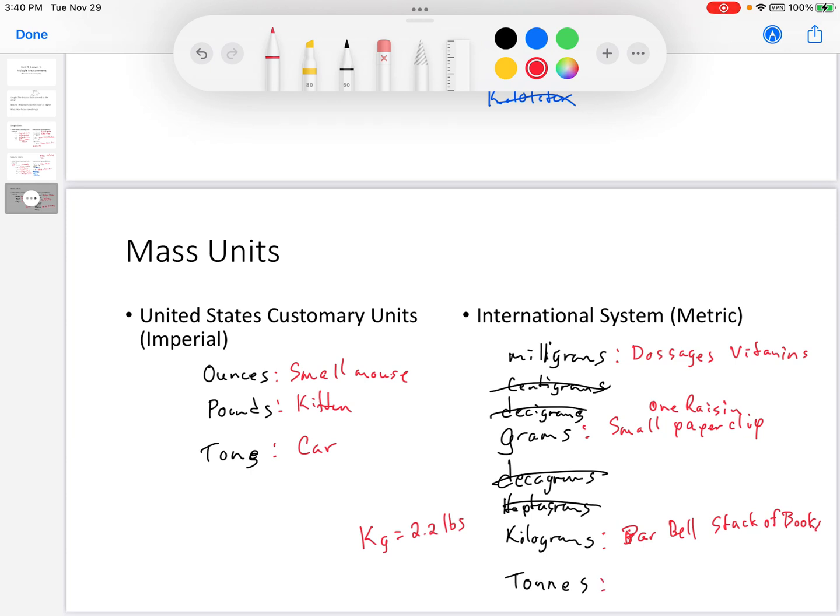A ton is actually 1,000,000 grams. So it's actually 1,000 kilograms. So something that might be that heavy would be, again, a car. Since a ton and a ton are almost the same amount. They're not quite, but they're almost the same amount.